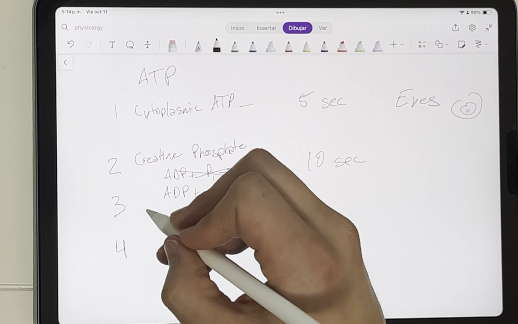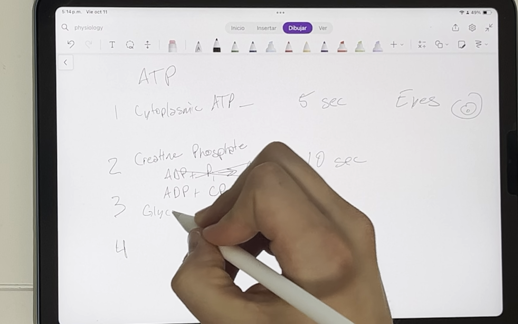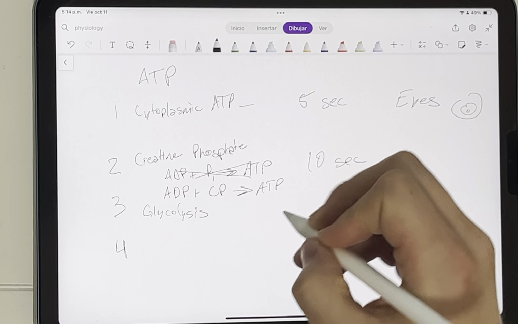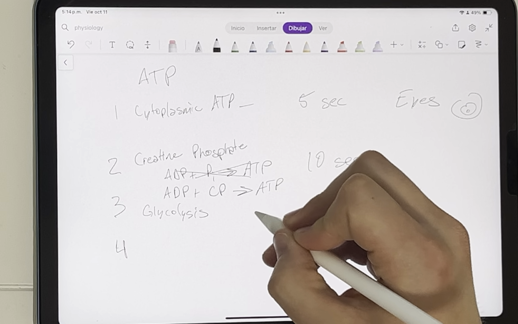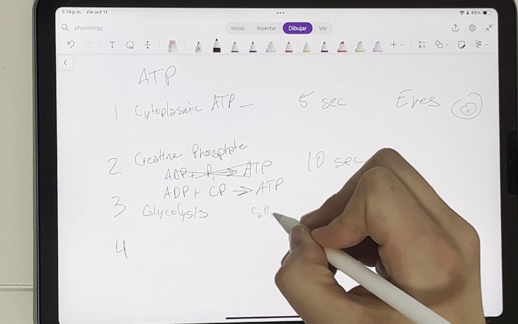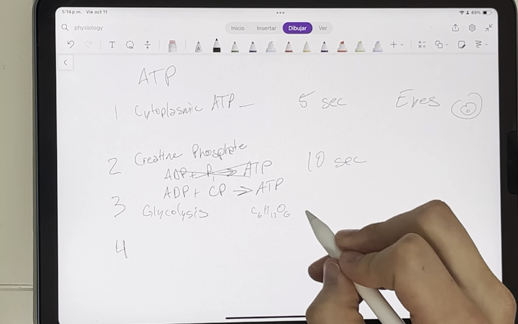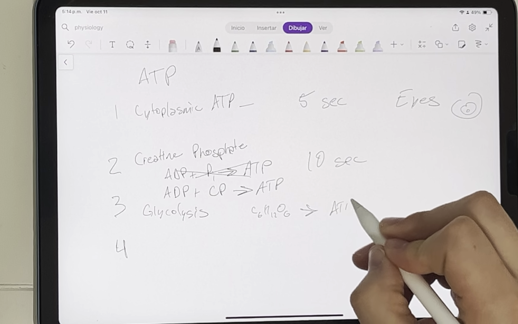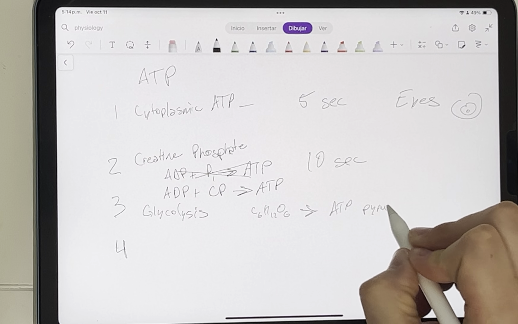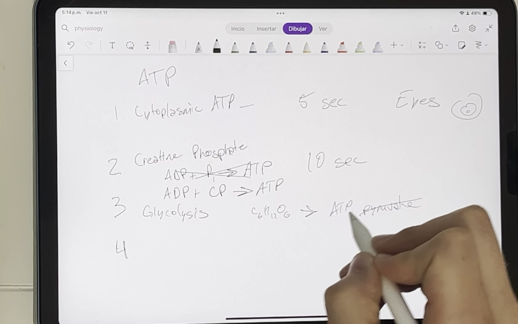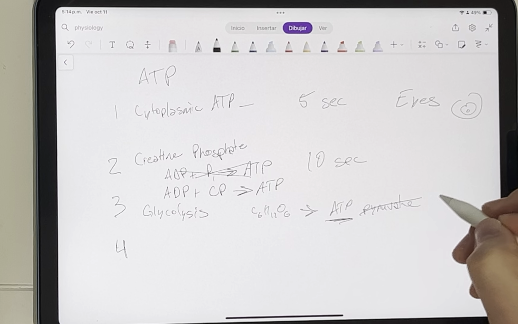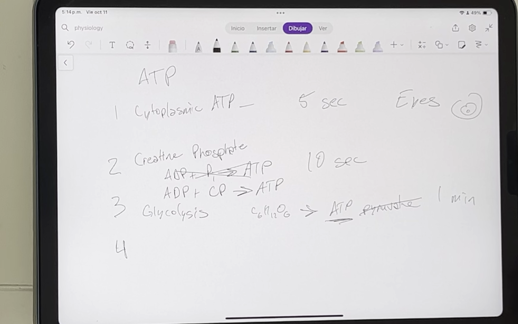Our third is going to be glycolysis. So this is going to be taking sugars, C6H12O6, and turning them into ATP and pyruvate. So let's not talk about pyruvate, but it's going to create a little bit of ATP. This can typically last about a minute.